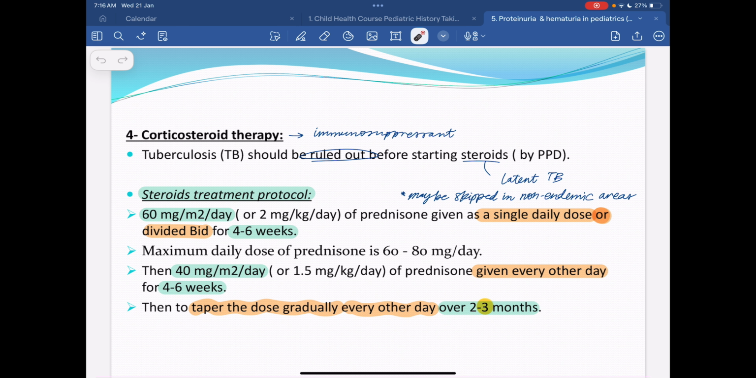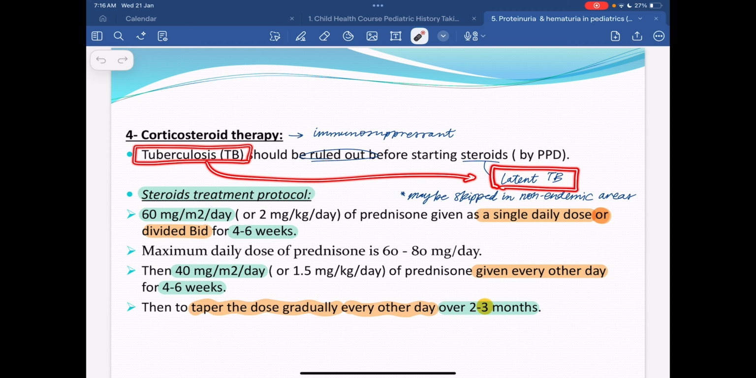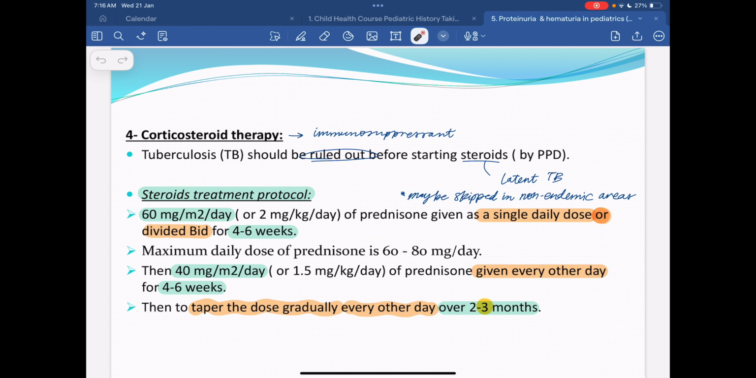Okay, so a corticosteroid is an immunosuppressant. TB should be ruled out before starting any steroids. ليش معنى TB بالضبط؟ لأن TB has a latent form، وإحنا ما نبغى we suppress the immunity عشان latent TB. But this step of ruling out TB may be skipped in non-endemic areas. أصلا الطريقة اللي بنسويها بيكون by ال skin test.